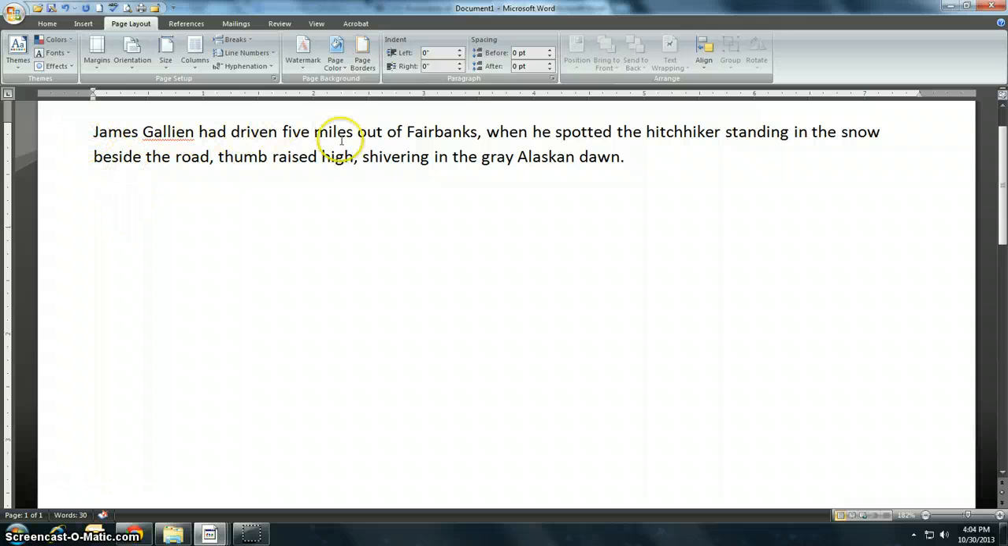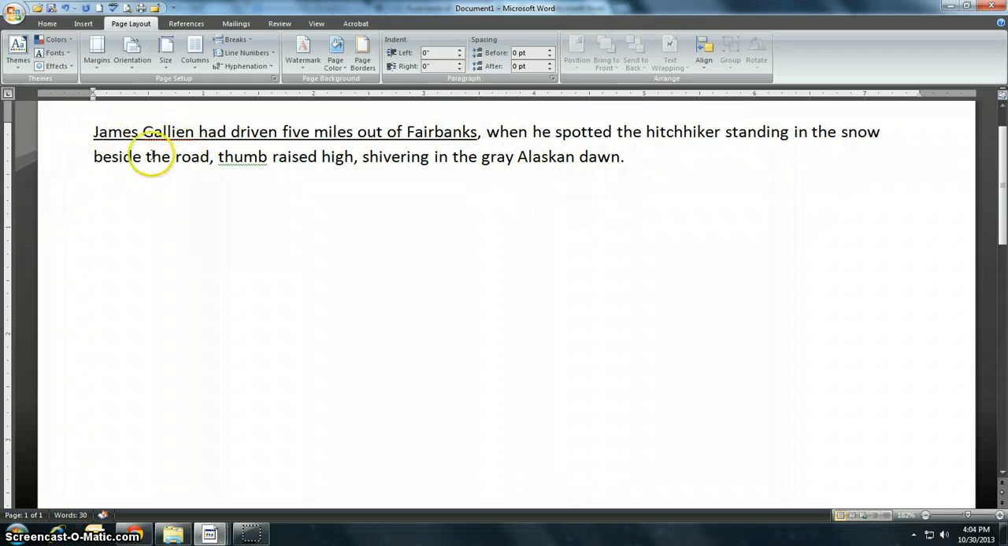So let's take a look at this sentence. James Gallion had driven 5 miles out of Fairbanks when he spotted the hitchhiker standing in the snow beside the road, thumb raised high, shivering in the gray Alaskan dawn. All right, so my independent clause is right here: James Gallion had driven 5 miles out of Fairbanks. Since that's the only independent clause in the sentence, it tells me that every other thing outside of this is modifying either something inside the independent clause or something in another modifier. So everything else is acting as a modifier.